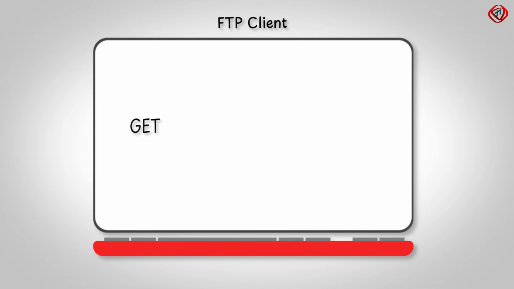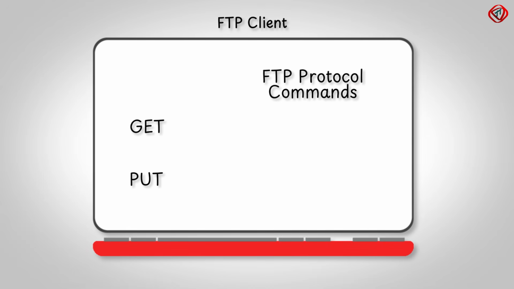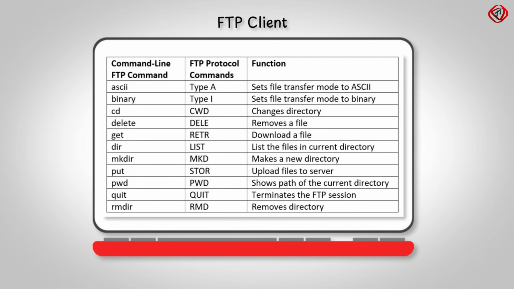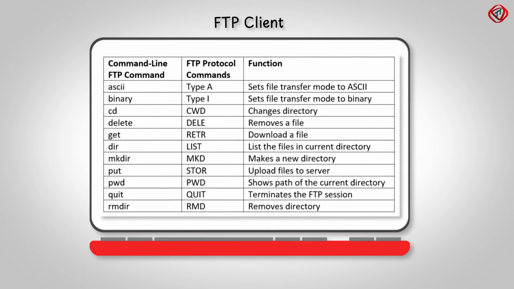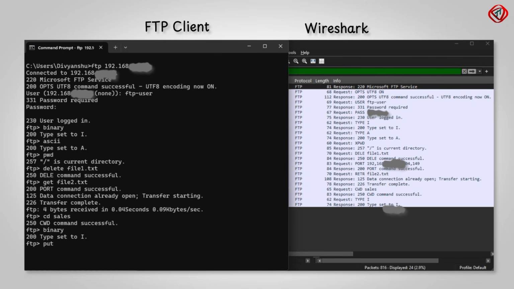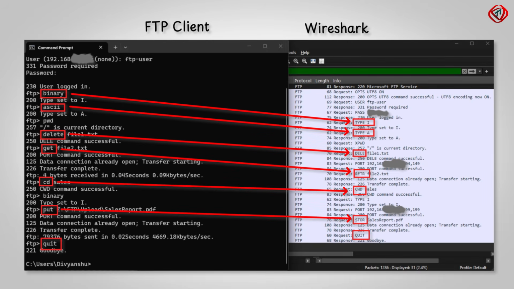Many people think get and put are sent directly to the server. Actually, they are translated to FTP protocol commands by the FTP client before sending to the FTP server. Get becomes RETR and put becomes STOR. Here are some other examples of FTP client commands and their corresponding FTP protocol commands. We will verify this conversion using the Wireshark software. Here you can see that FTP client commands are converted to FTP protocol commands before sending to the server.